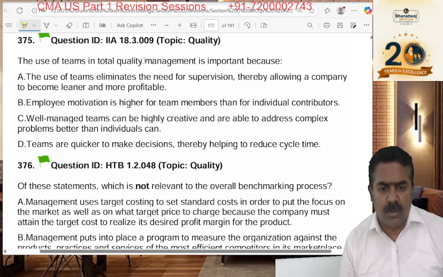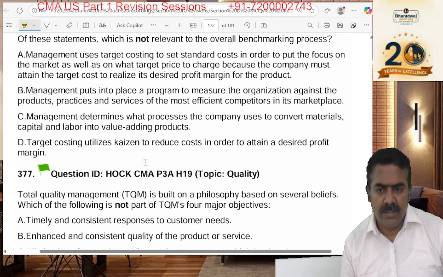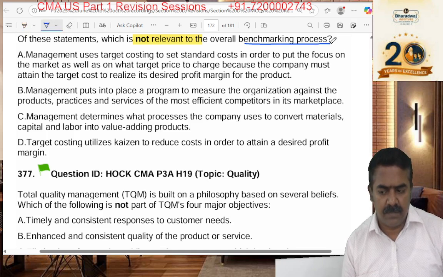Usage of teams in total quality management is important because teams. Same question. Which are not relevant for the overall benchmarking process. Which are not relevant for the benchmarking process. Not relevant category.